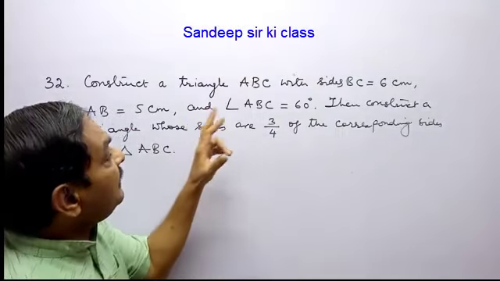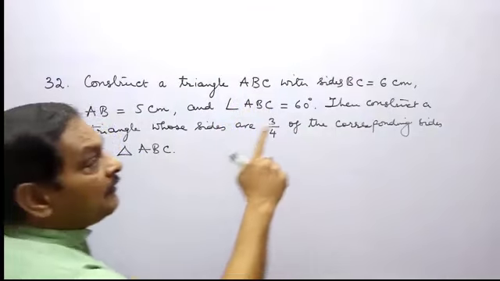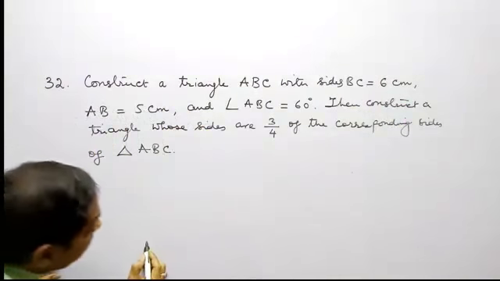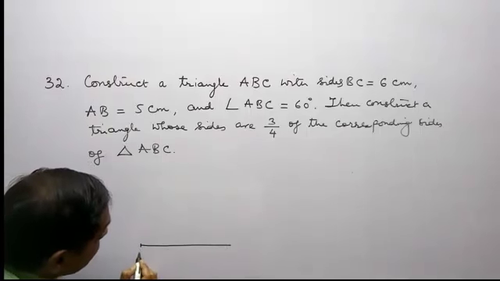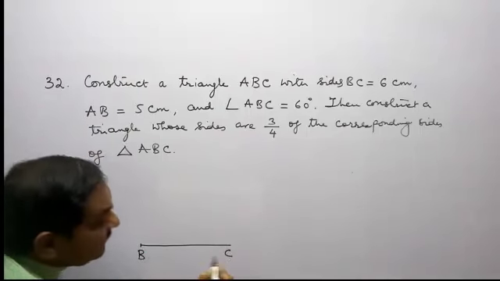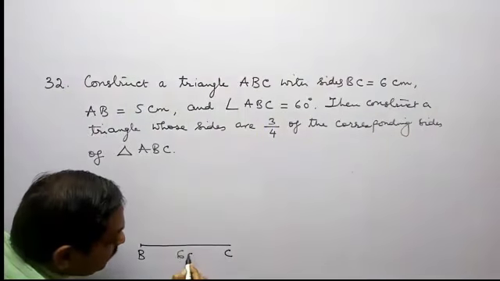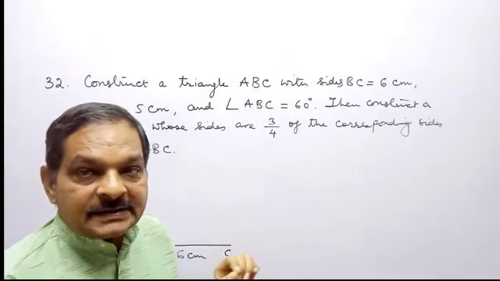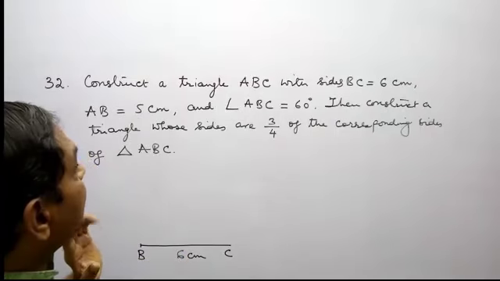So first we will construct the triangle ABC. Now we have been given side BC equal to 6 cm. So first we draw a line segment BC whose length is 6 cm. So with the help of a ruler, we will first construct a line segment BC of 6 cm.